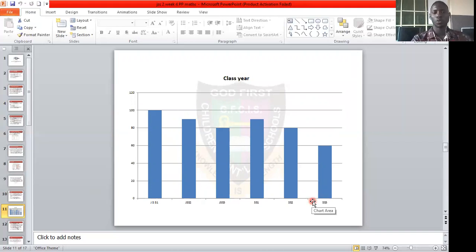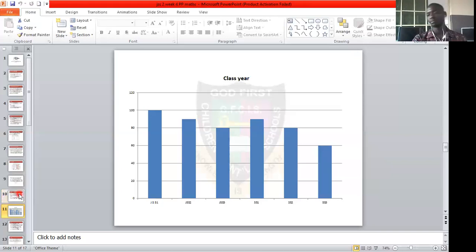You can look at JSS1 now, it is 100. It's more than that of JSS2, which is 90, and more than JSS3, which is 80. SS1 is also 90, SS2 is 80, while SS3 is 60. You can see their height depends on their frequency, how much they occur, but their width has to be the same all through, as well as the distances. So let us look at the number one question.